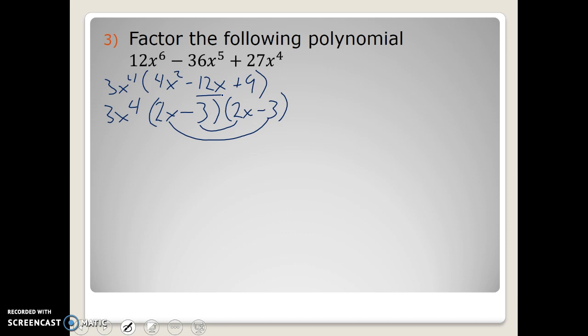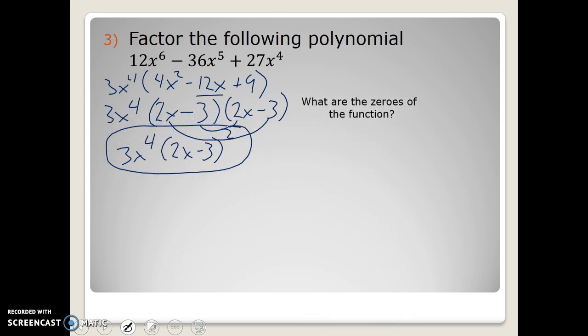Well, I'm going to write this then like this. We have 3x to the fourth, and then we also have this 2x minus 3 to the second. This is what this looks like in factored form. And so, what are the zeros of the function?